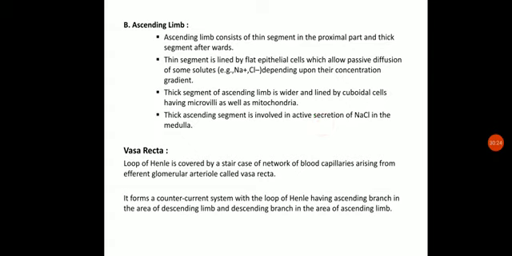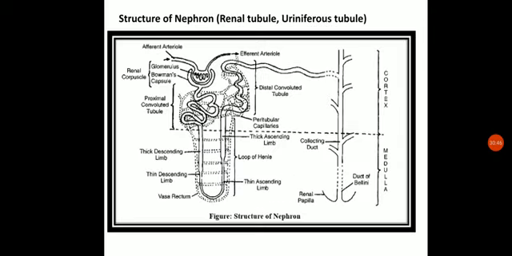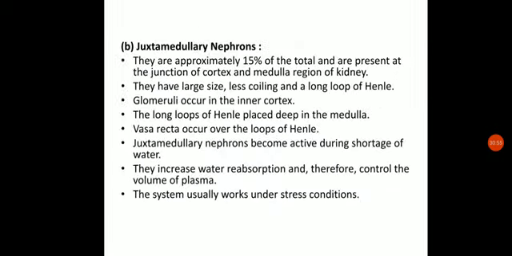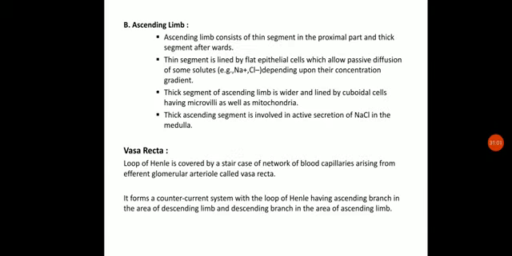Okay, so next is the vasa recta. Vasa recta is basically a network of blood capillaries arising from the efferent arteriole. So here you can see these are the vasa recta. It is basically a network of blood capillaries arising from the efferent glomerular arteriole, called vasa recta. It is responsible for the counter current mechanism.